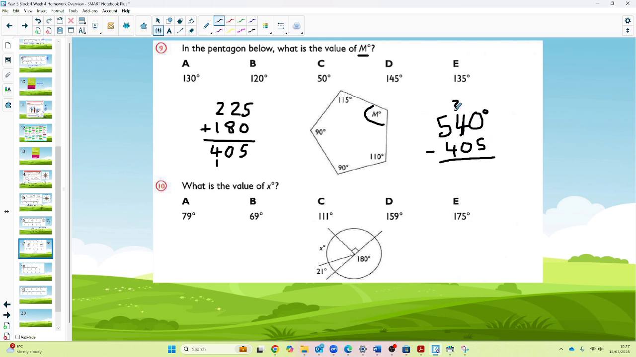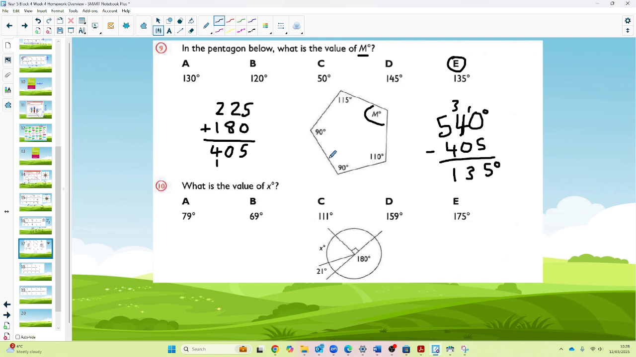So we can't do that, so we're going to need to go and borrow. And we have 135 degrees. So the missing angle is 135 degrees. Not all of these things are always drawn to scale, but certainly that will show you how to work it out. Moving on now to question 10.